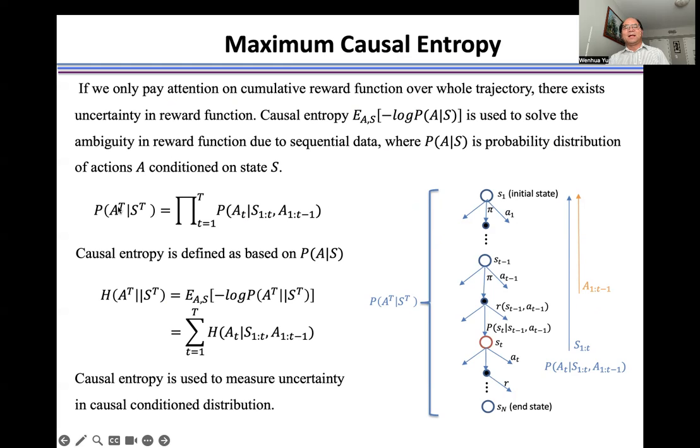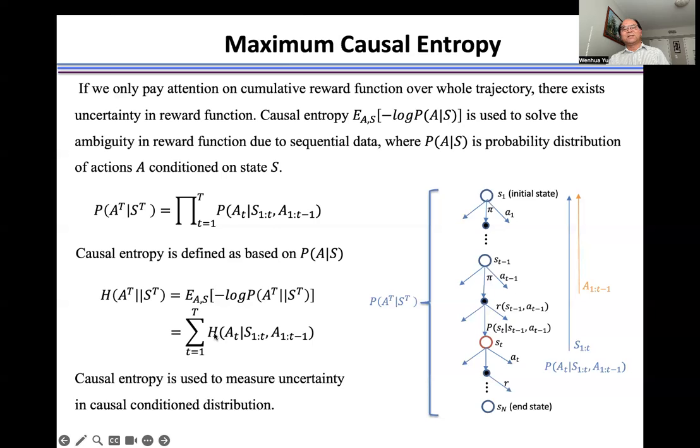So we use this probability distribution to define this causal entropy. If the actions are IID, we can use this product of the probabilities at S_t to express this probability distribution over the actions A conditioned on just the states S. Then using this probability distribution, we can define its causal entropy on this P, and substitute this product in here. We take a log, and then we have this sum of the entropies.